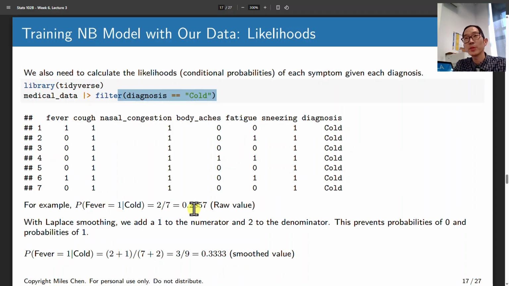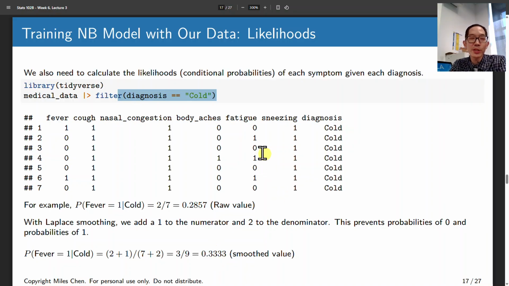Okay, but again, with Laplace smoothing, for example, with our cold, we had 100% of people experience sneezing, and so if we use this as our training value, that means if somebody did not experience sneezing, then based on our training data, they would have a 0% chance of having a cold, which probably isn't correct. And likewise, if our sum was 0, we would run into kind of the opposite problem.